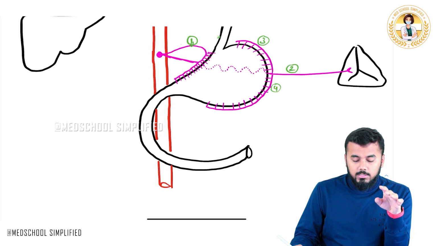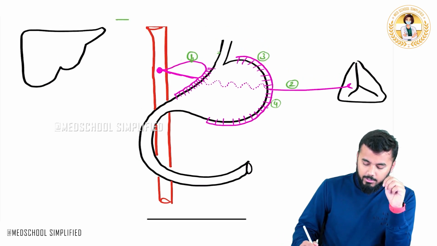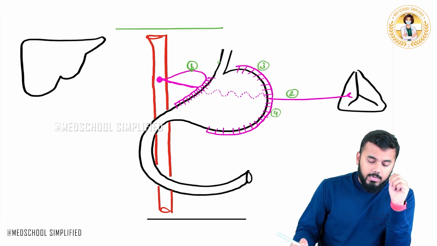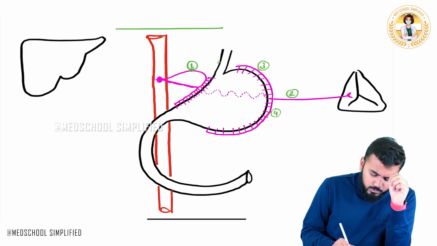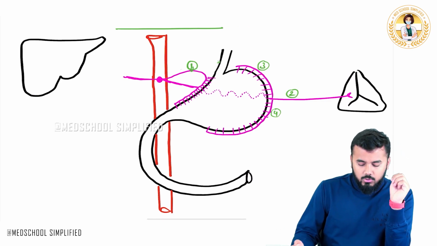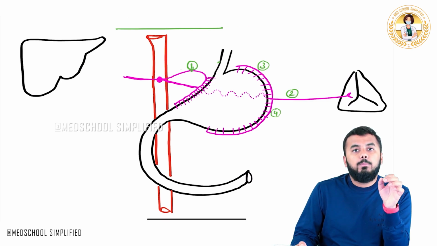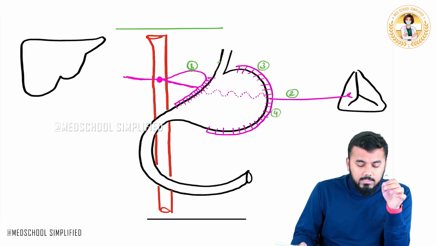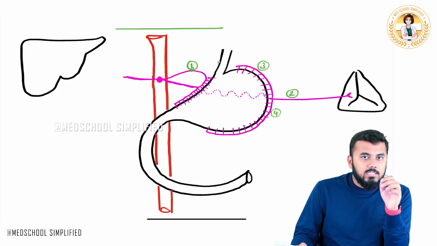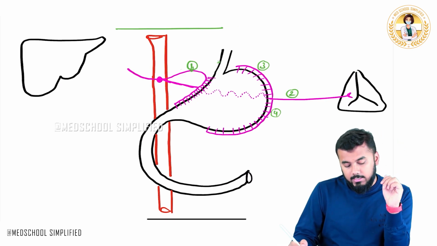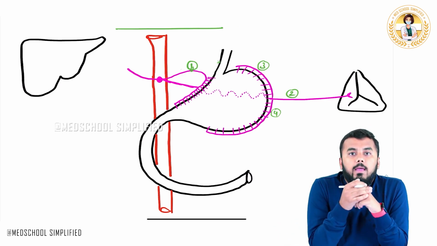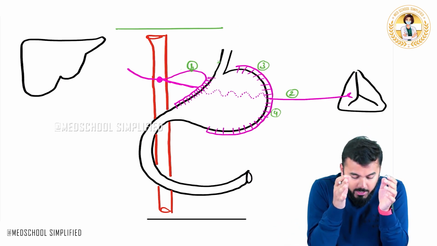I will label all these things, so just first listen to what I'm telling you. Right. Next important thing is that this gives a branch here. Now this artery which is coming out, this is called the hepatic artery proper. What is this? This is hepatic artery proper. This artery which is coming out like this is called the common hepatic artery. What is this? Common hepatic artery.